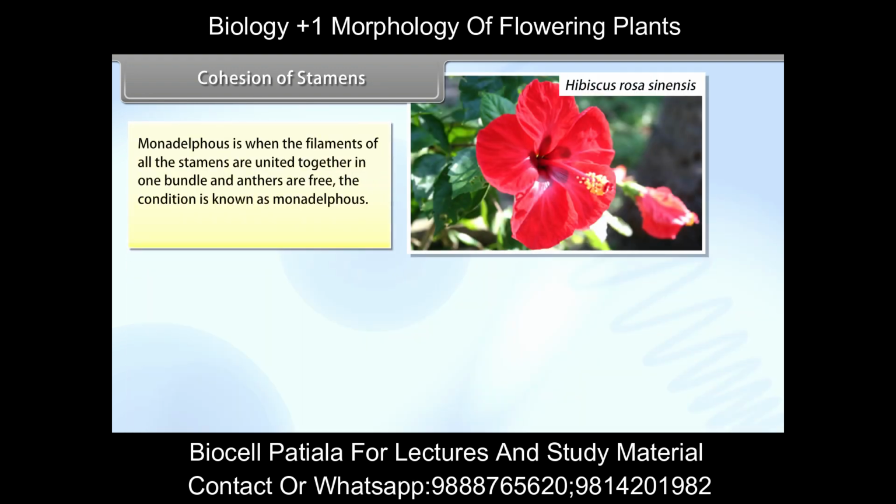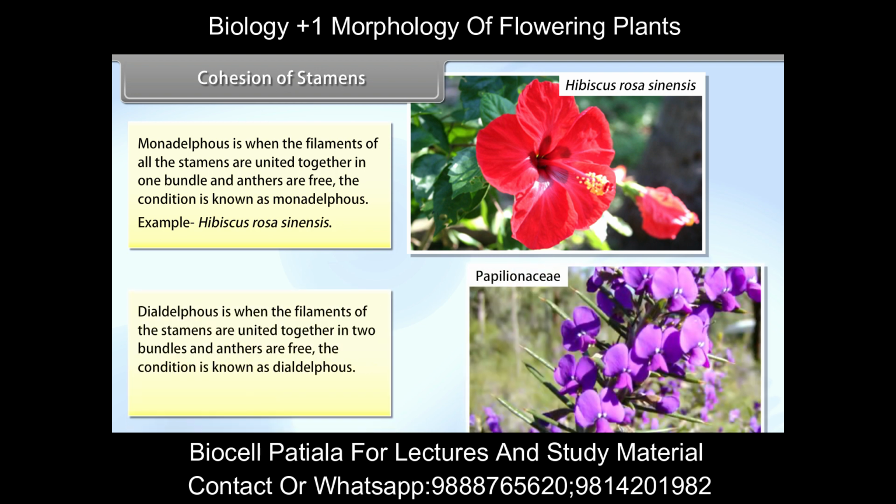Monadelphous is when the filaments of stamens are united together in one bundle and anthers are free. The condition is known as monadelphous. Example, Hibiscus rosa-sinensis. Didelphous is when the filaments of the stamens are united together in two bundles and anthers are free. The condition is known as didelphous. Example, Papilionaceae.